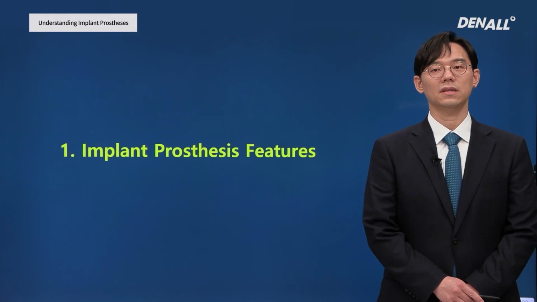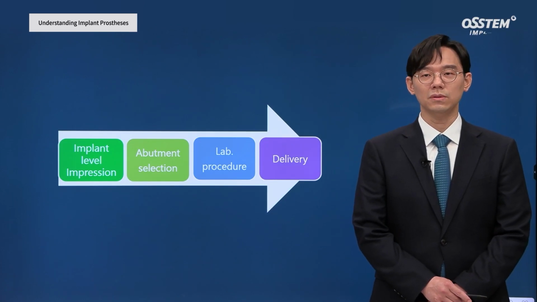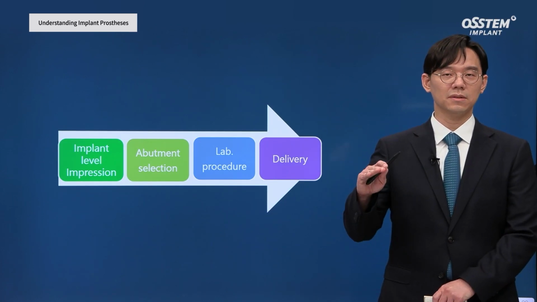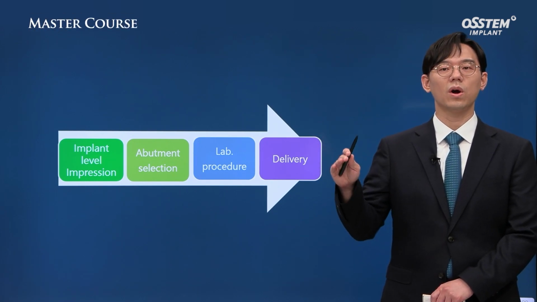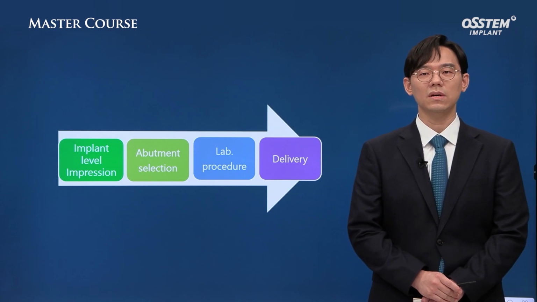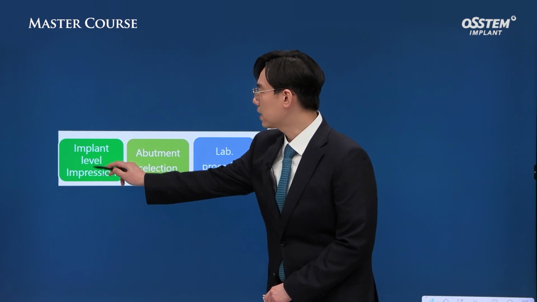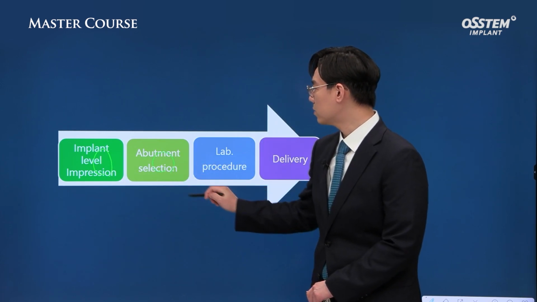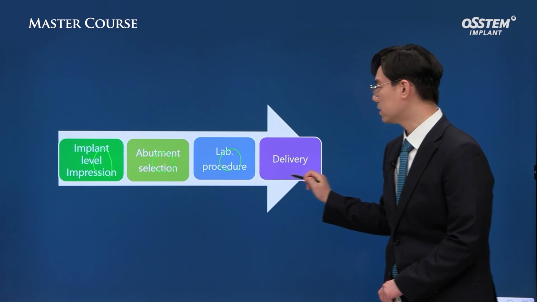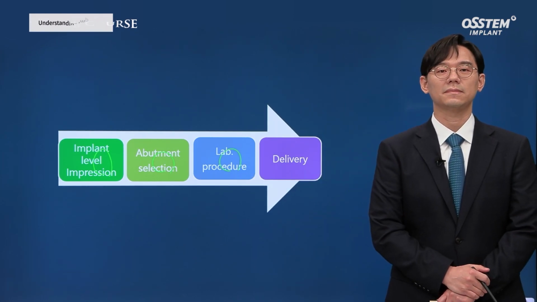First is about implant prosthesis features. Once the implant is placed, implant level impression is taken, and the working model is fabricated, space evaluation is done, abutment is selected, and lab work proceeds. After that, prosthesis is delivered.